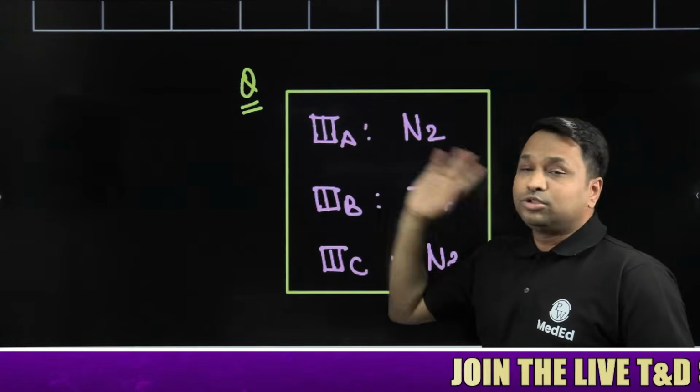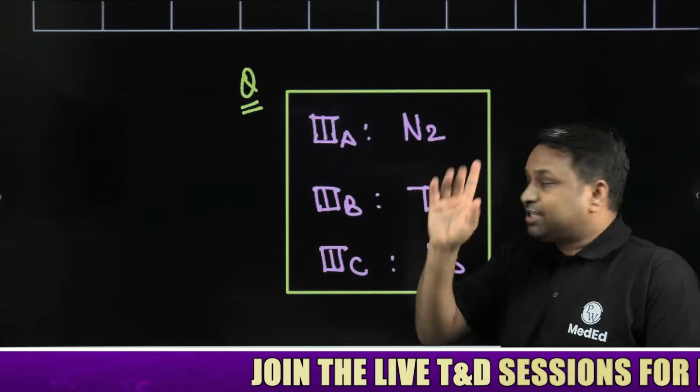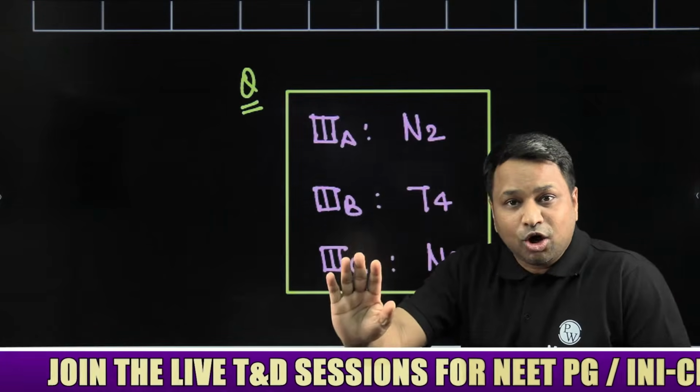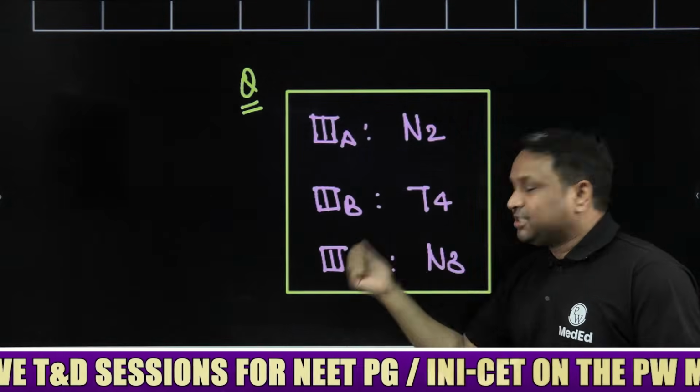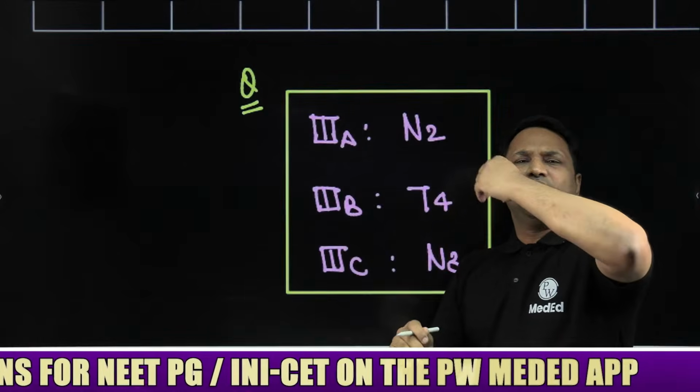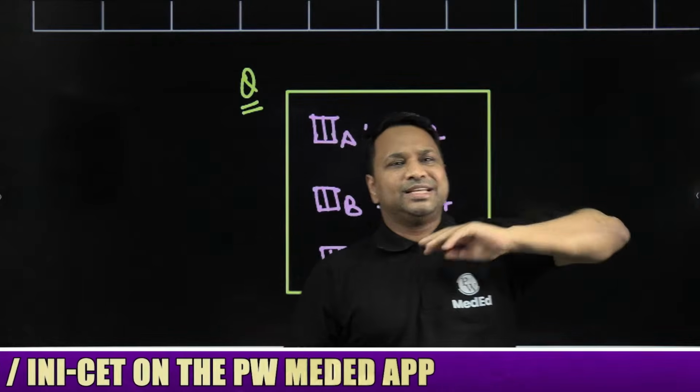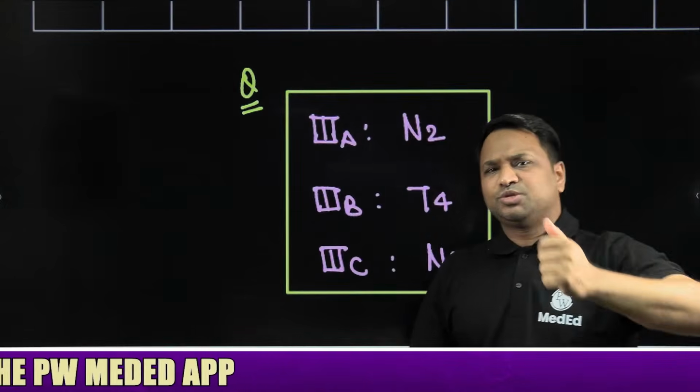N2 is equal to 3A. N2 disease is a 3A stage. T4 is your 3B disease. If it is an N3, it's a 3C disease. If you remember this, all your questions on your breast staging can be, just wipe it off, right?